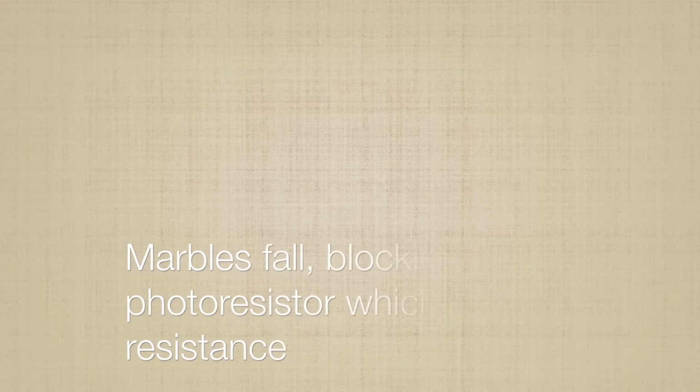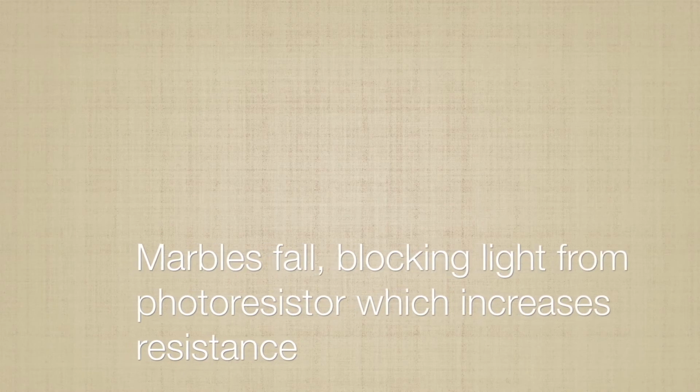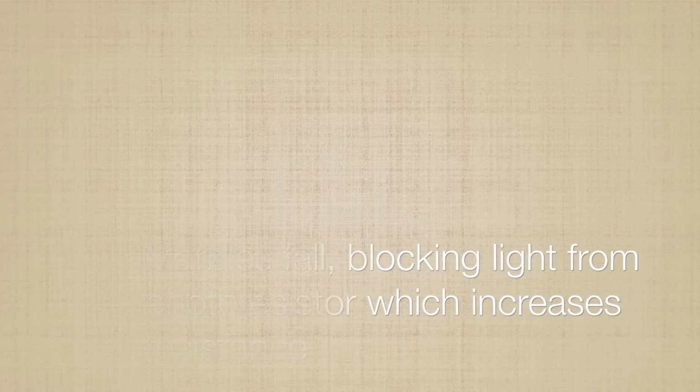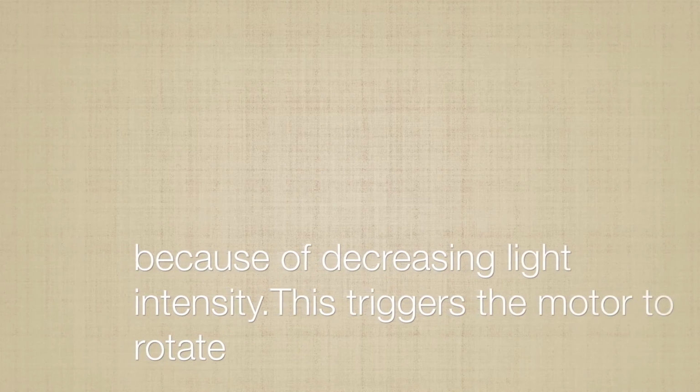The machine is connected to the previous part by a photoresistor. When the small marbles fall onto the photoresistor after passing through the sieve, they block the light and the resistance of the photoresistor increases with the decreasing incident light intensity. This change was recorded, which then triggers the motor attached to the weigh boat to rotate.